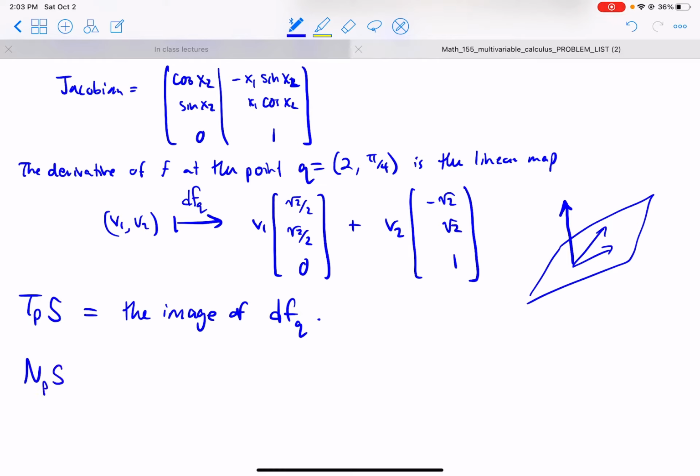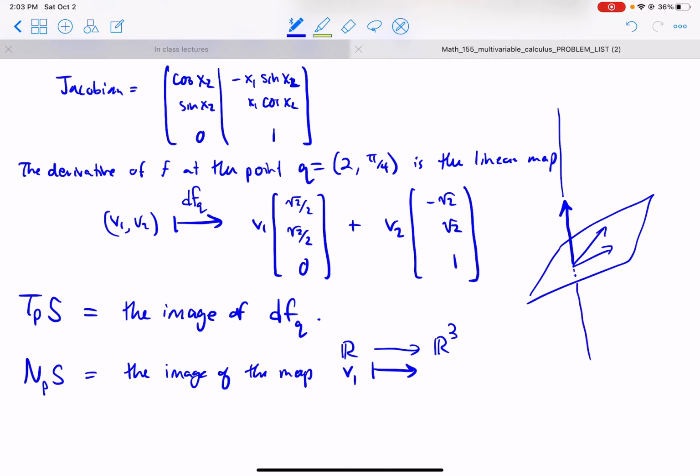The normal space at S is equal to the image of the map. Well, now I have one real number, and I'm going to send it to R3, and it's going to give me this entire line through that normal vector, and it'll say V1 times the cross product of these two vectors. 2, 0, comma, and then a second vector to take the cross product.